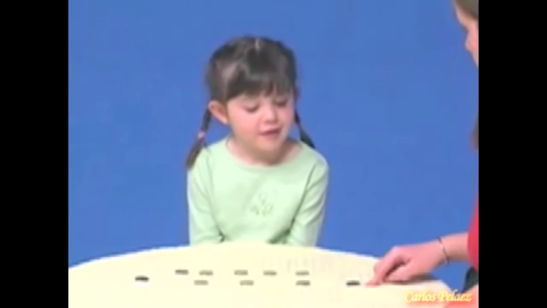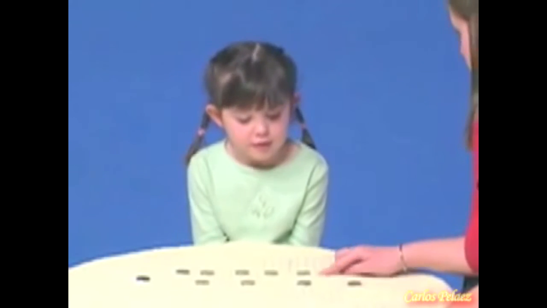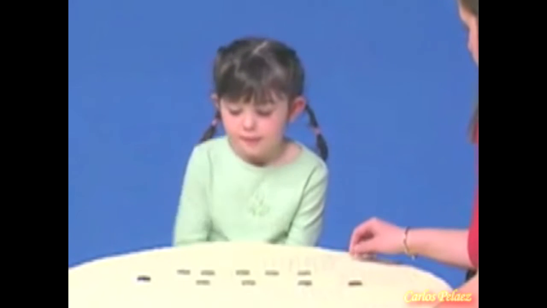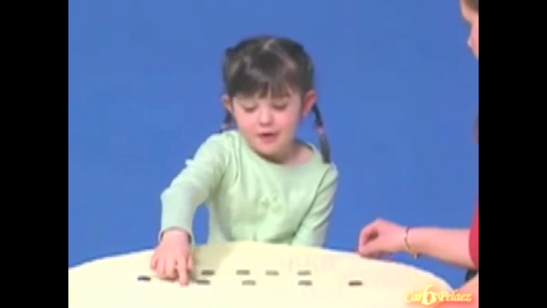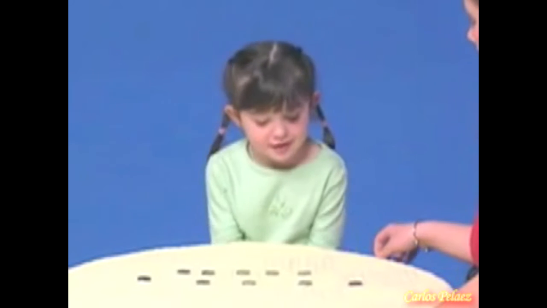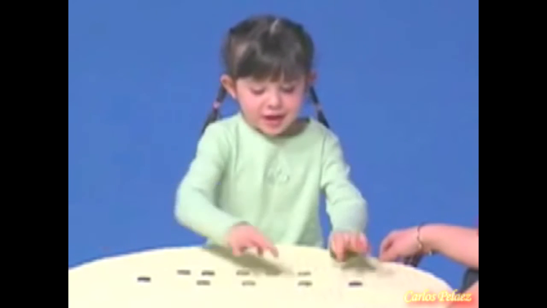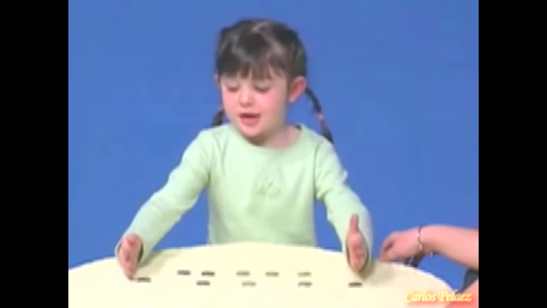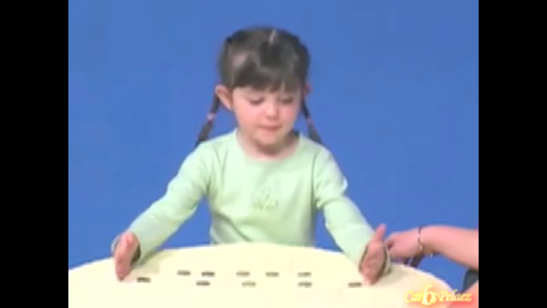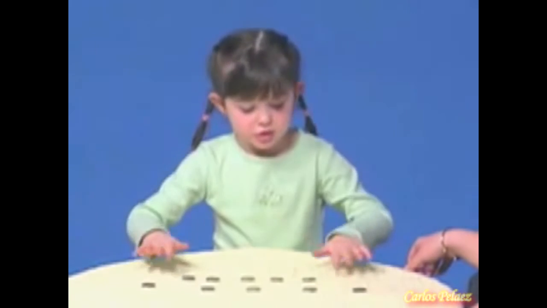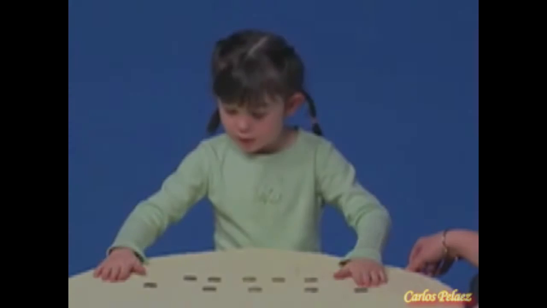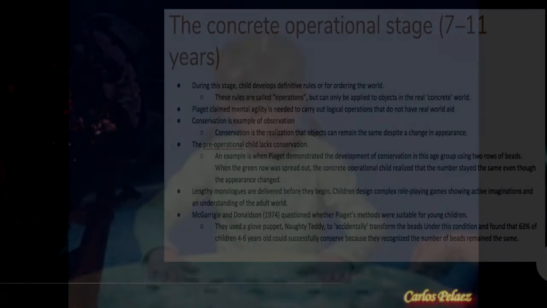Okay. Does this row have more quarters? Does this row have more, or do they have the same? This one has more. That one has more quarters? Yeah. Why does this row have more quarters? Because it's more far away. It's more far away? Yeah. Like more forward and like that.